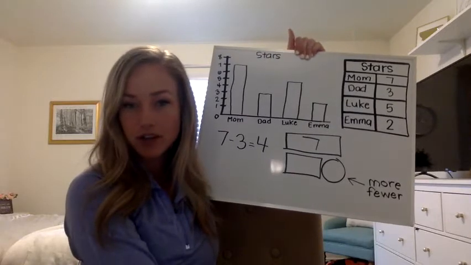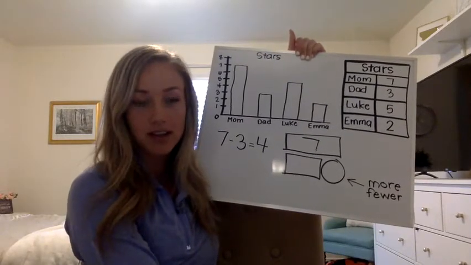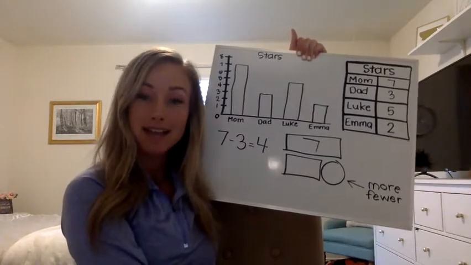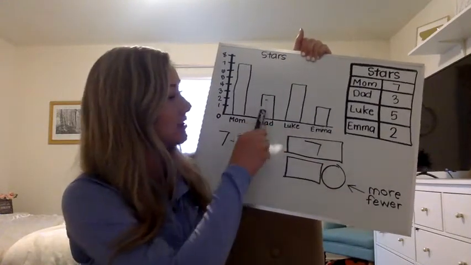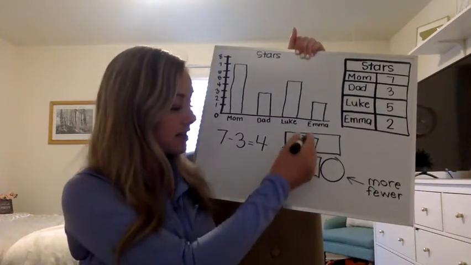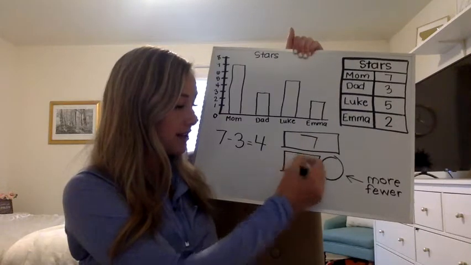That's what we're trying to figure out, right? We don't know how many more she saw. That's what our question is. So this one's going to be blank. But do we know how many Dad saw? Yes, we do. We can look at our graph. So Dad saw 3 stars. So he goes right here.